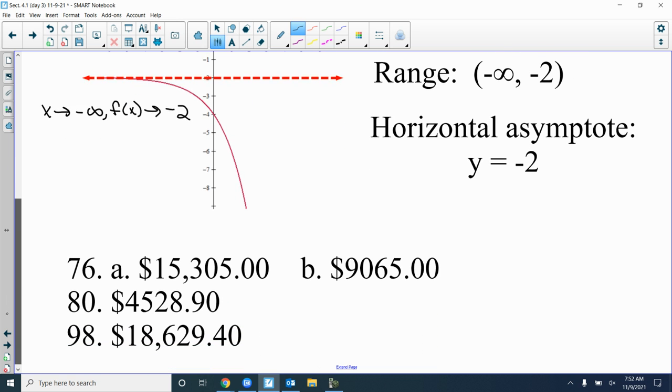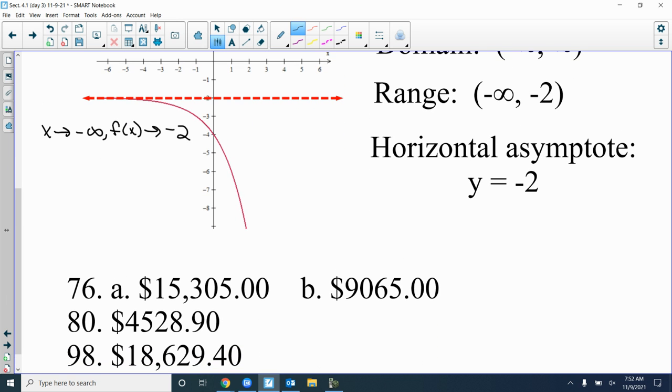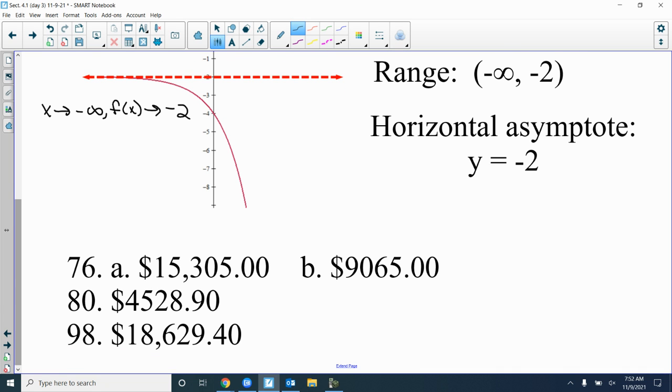All right, 76. Now I think for part B it says what was the interest. All you had to do is take that amount from A and subtract your initial amount and figure out the interest. For 80 should be 4,528.90. I believe that was the one where they give you the A value, you had to find the P. So that was similar to what we just did with the college tuition one. And in 98, I got $18,629.40. All right, check your answers.